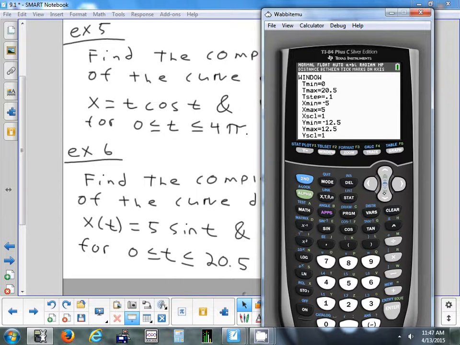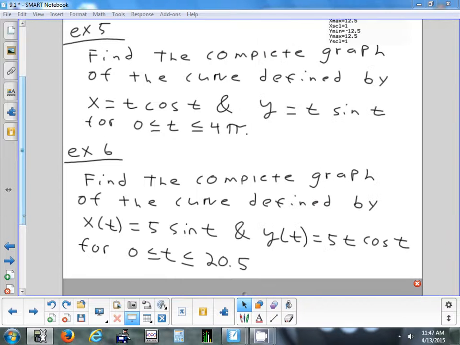Y min and max is a little harder. You have a variable that's being multiplied. Anytime you put a variable in front, that's going to cause it to grow as big or as small as you want. You're going to have to look at your interval. If t was a million, it'd be 5 times a million. It'd be 5 million times something between 1 and negative 1. So this could be very big.